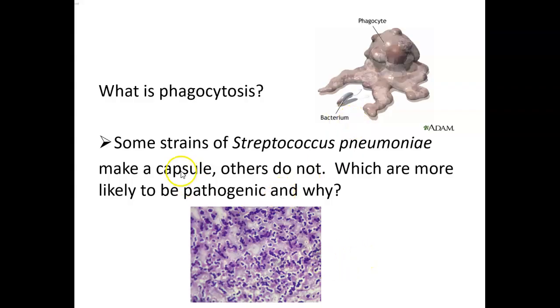Another question that I wrote in your lecture study guide was: some strains of Streptococcus pneumoniae, a common bacteria that causes pneumonia, make a capsule, others do not. Which are more likely to be pathogenic? Which are more likely to be disease-causing? Are you more likely to cause a disease if you make a capsule or if you don't? I'm going to let you try to figure that out, and the answer's at the end of your study guide.